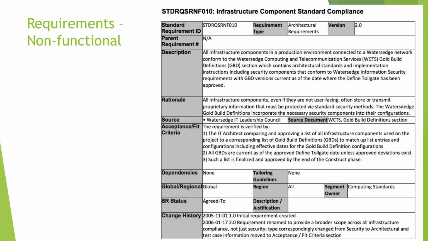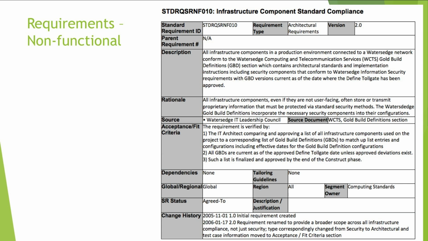The next example is that of a non-functional requirement. I'm not going to go into as much detail on this one as you've seen most of these sections in the previous example, but you will see things that are common: a unique identifier, a title, whether a parent requirement is included, a description and a rationale for why this requirement should be included. You will see a source, so where the requirement came from, as well as the document that it came from.